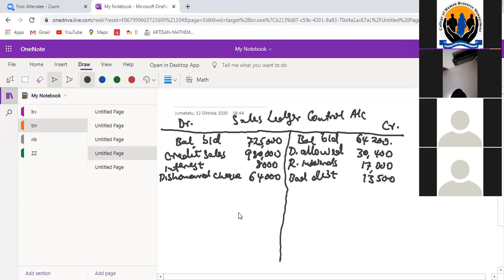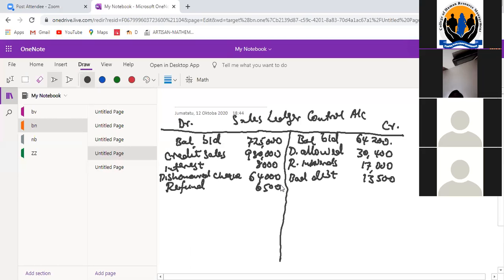Next one. We have cash refunded to debtors. Remember that is a refund. Refund to debtors, you increase the sales ledger control account, which was amounting to 6,500. Next.